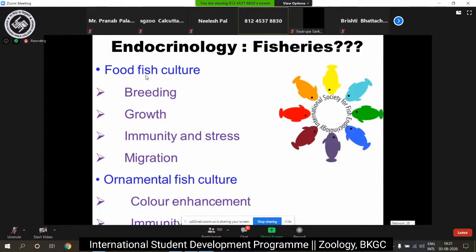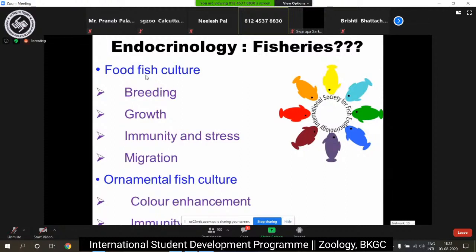We are often looking for increased production, so definitely we are looking for increased growth. If you go to the market and find one fish of about 500 gram and another of about 1 kg, and we talk about hilsa, we would definitely think, okay, 1 kg hilsa would be better compared to 500 gram hilsa. So of course we'd be looking for growth in fish. Then immunity and stress. So many issues are there.